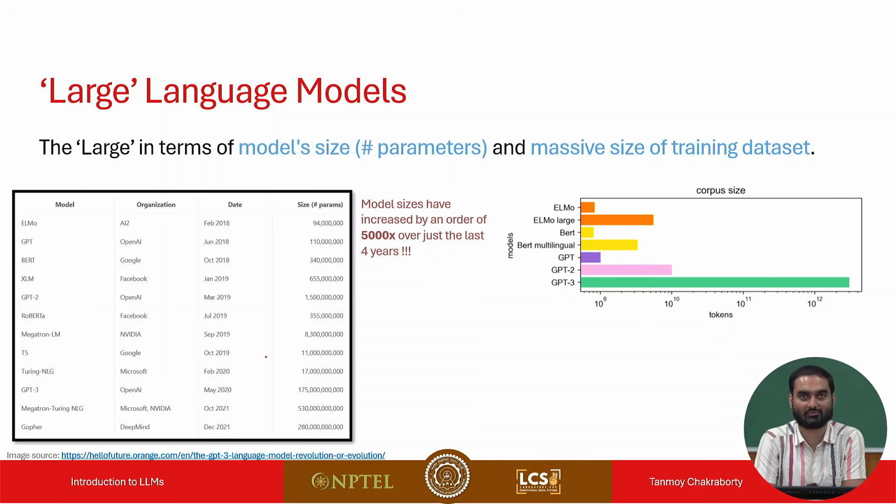We're moving to large language models. The term large here can refer to the parameter size of the model, or the amount of training data, the number of tokens present in the training data set that are used to train this kind of model.